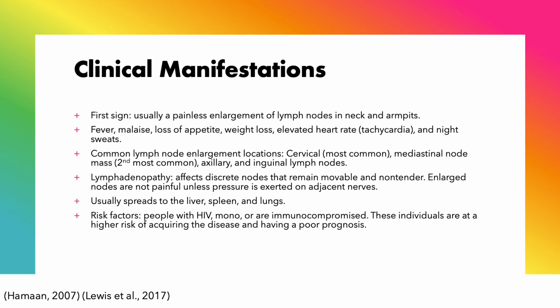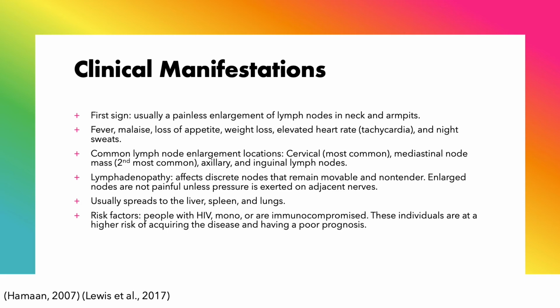The common lymph node enlargement locations are the cervical lymph nodes, which is the most common, and then you can get a mass in the mediastinal lymph node, which is the second most common, and then there's the axillary, which is your armpits, and the inguinal lymph nodes, which is in your groin area. And what happens with the lymph node enlargement is called lymphadenopathy, which affects discrete nodes that remain movable and non-tender. Enlarged nodes are not painful unless pressure is exerted on adjacent nerves. If it does spread, it usually spreads to the liver, spleen, and lungs.